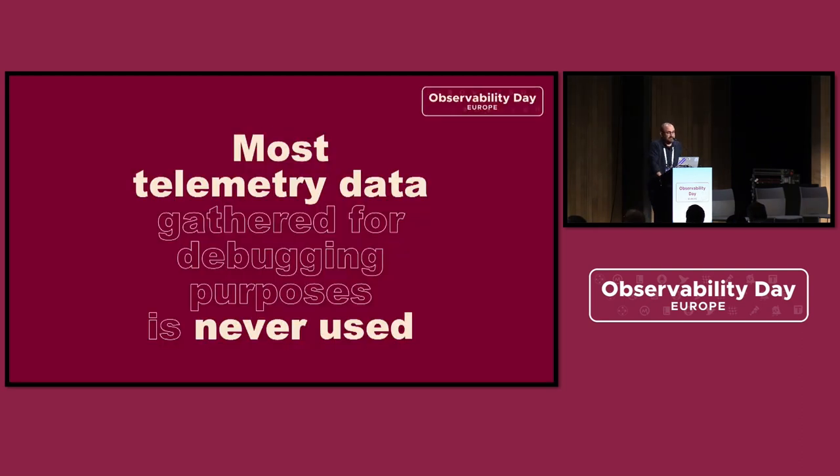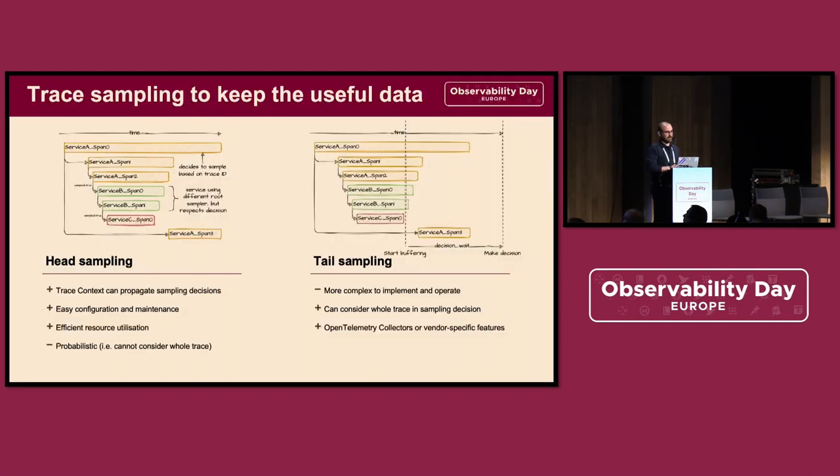And the reality is that most telemetry data that we gather for debugging purposes is actually never used. It's not that interesting if it corresponds to successful transactions or ones that completed in an amount of time that is not actually interesting from the point of view of debugging or optimizing our systems. And OpenTelemetry does give you the tools to be able to tackle this. One of the most important ones is trace sampling. If you've not heard about it before, there are two main types of trace sampling, head sampling and tail sampling. And that allows us to keep the most useful data, the most important data, and then discard the rest.